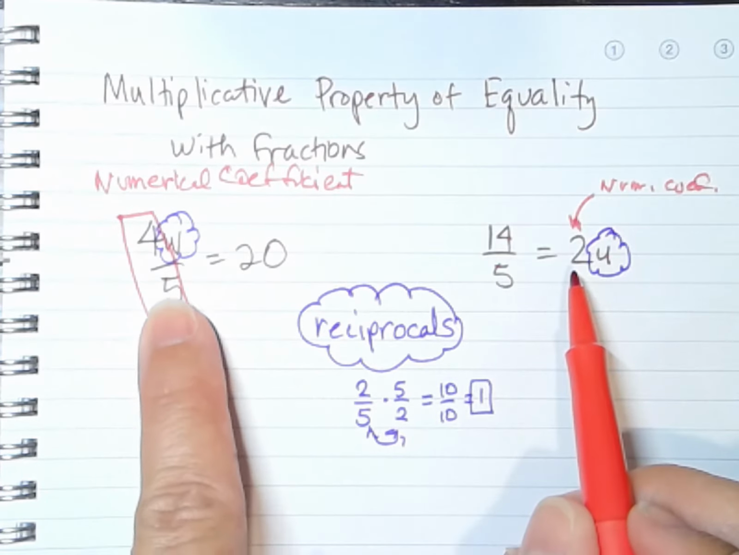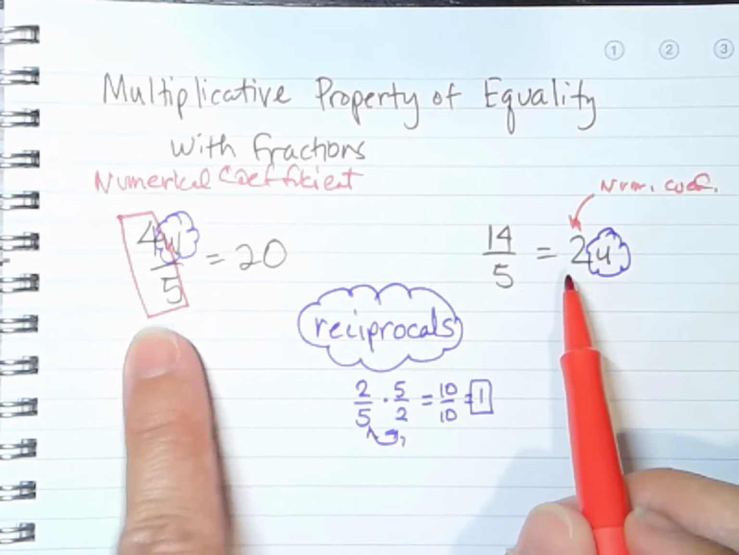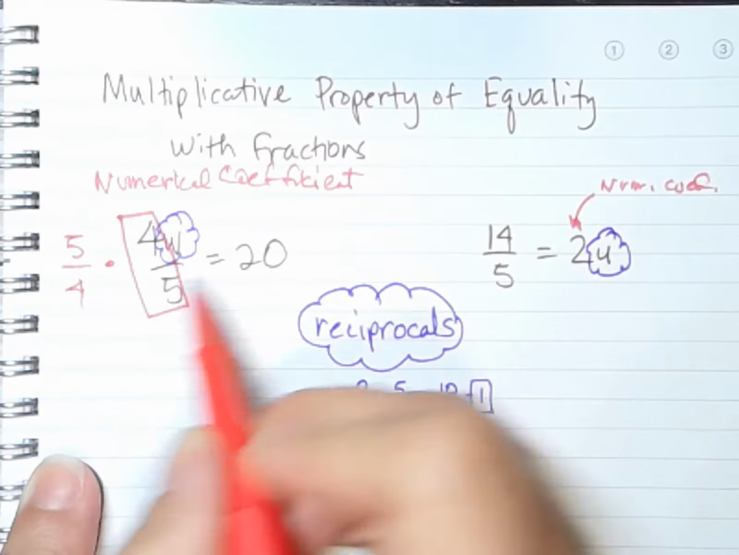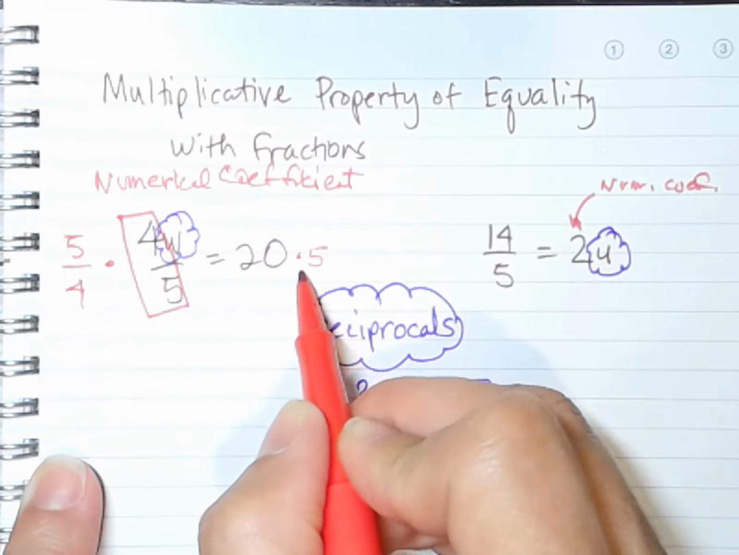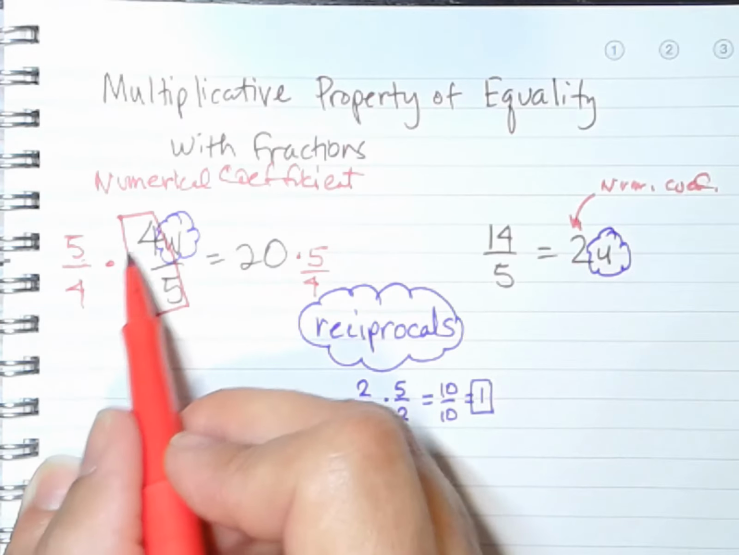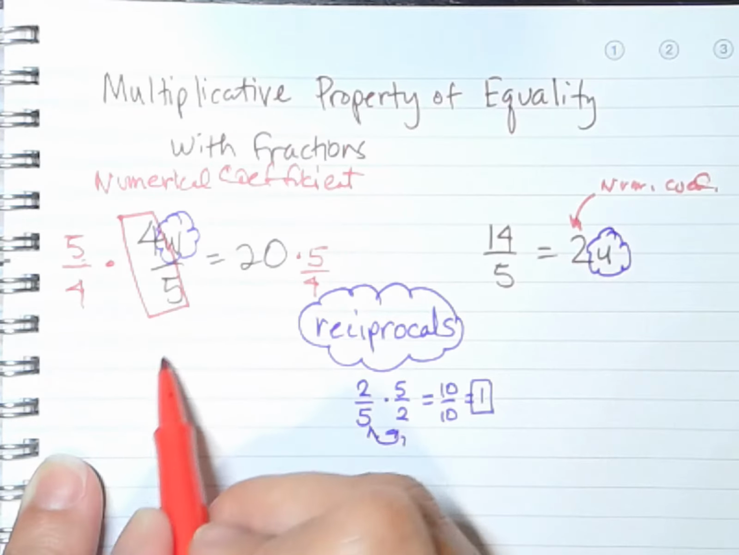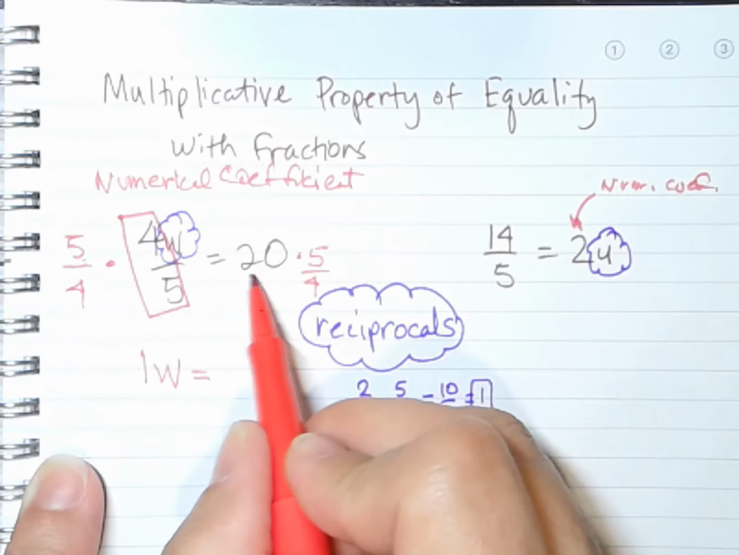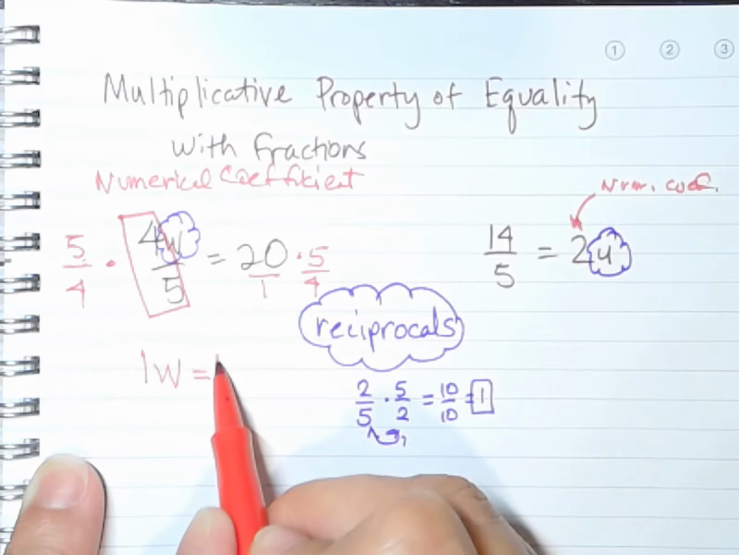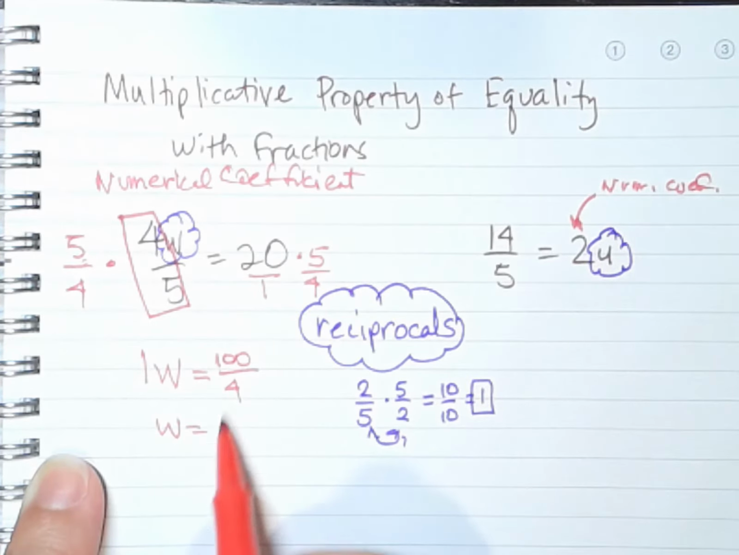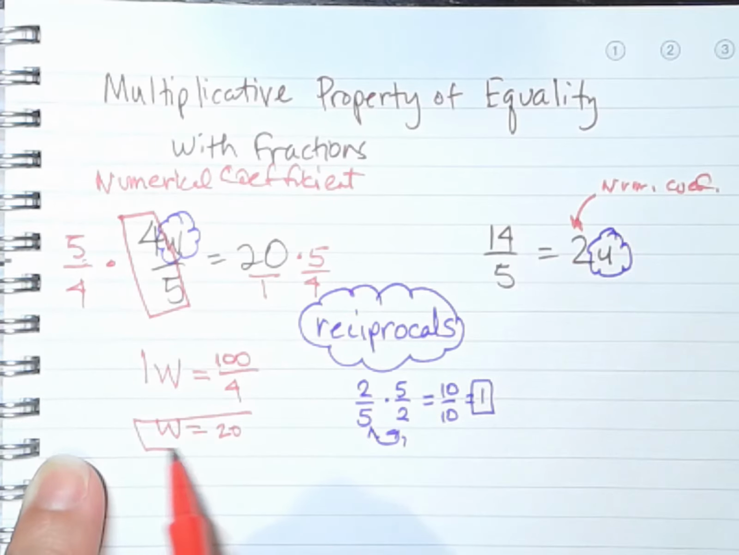So Alex says if the numerical coefficient is a fraction, you can multiply both sides of the equation by the reciprocal of that fraction. And now when you multiply, you get 20/20, which is 1. So that would leave you 1W. And then over here, you multiply 20 times 5 over 4. And 100 divided by 4 is 20. So the solution to this equation is 20.